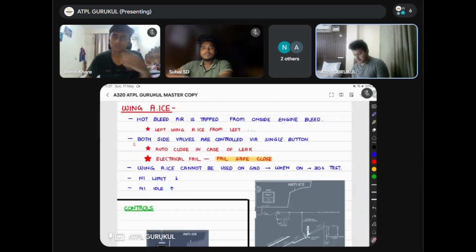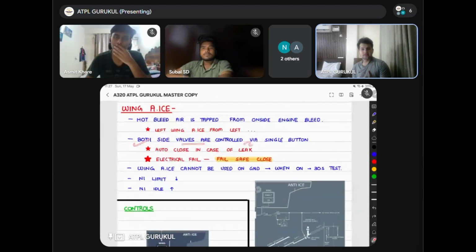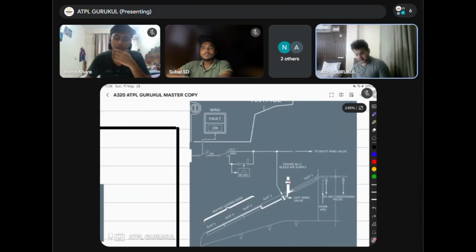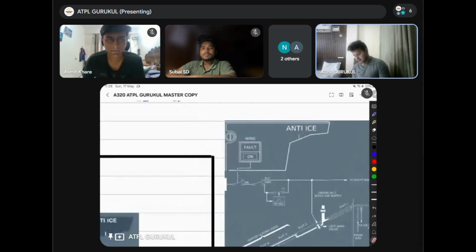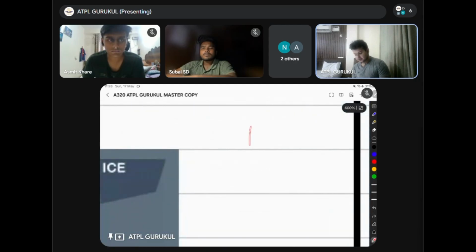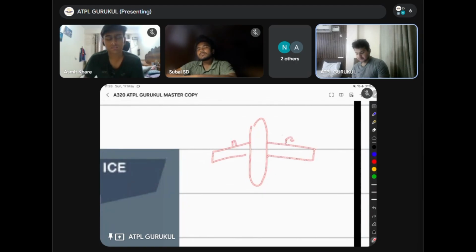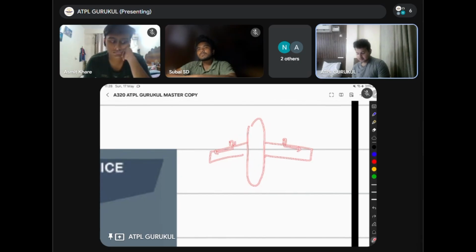So now both sides, the valves are controlled by a single button. Now, what does this mean? जो left side का जो anti-ice valve है, which is this anti-ice valve. Similarly, इस side भी होगा. So you have this fuselage, and you have the two wings, and then you have this engine. तो इंजन से जो न्यूमेटिक वाली हवा है वो यहाँ जाती है और वो आउटबोर्ड जाती है. तो इसके अंदर दो स्लैट हैं, बाहर तीन स्लैट हैं. तो ये जो तीन वाले स्लैट्स हैं ना, ये हीटेड होते हैं.